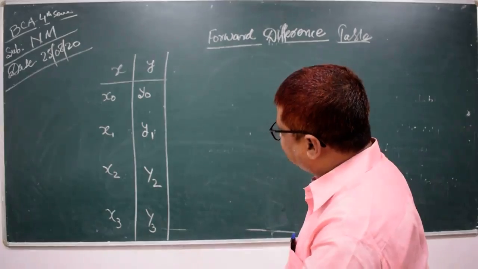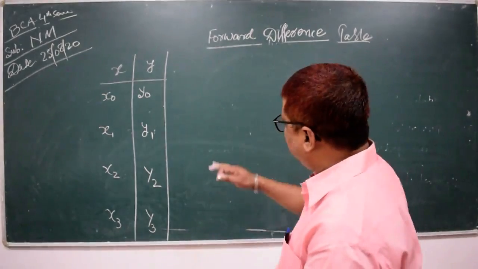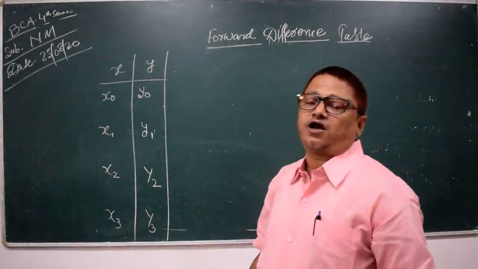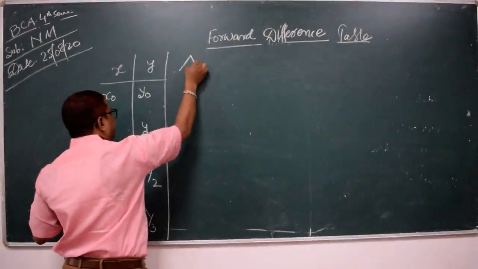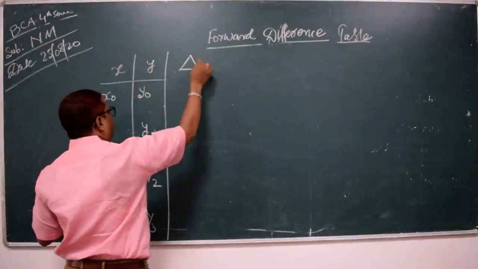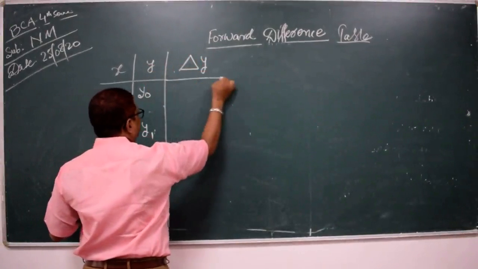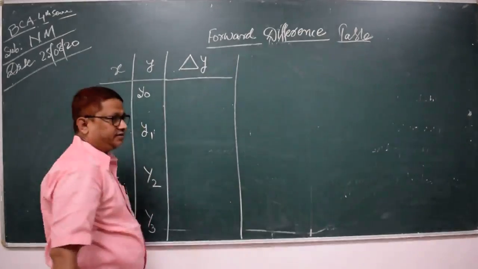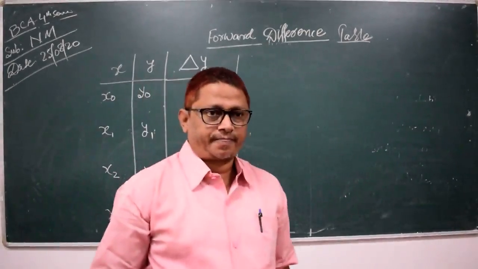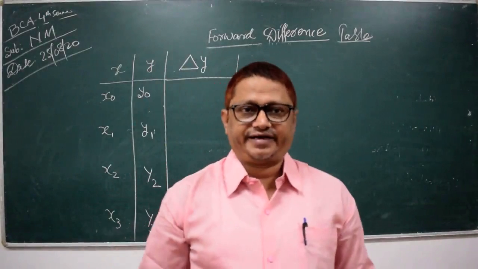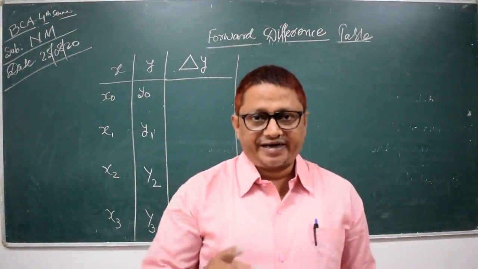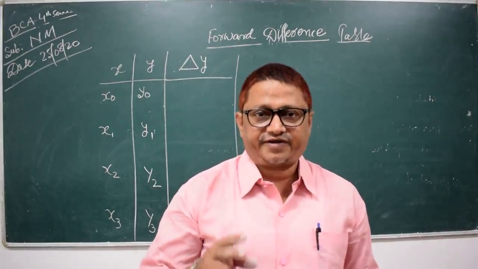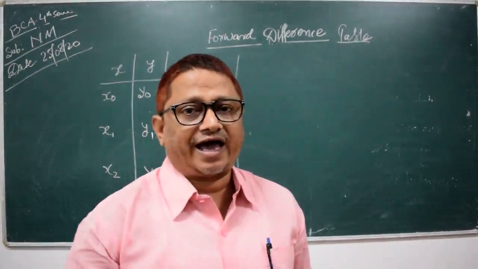Now expand and come to the third column of this table, the forward difference, with the help of an operator. The forward difference is represented with the help of the capital delta operator, and this capital delta operator is nothing but the difference operator. The capital delta operator is called the difference operator. This operator represents the difference between two values of y.